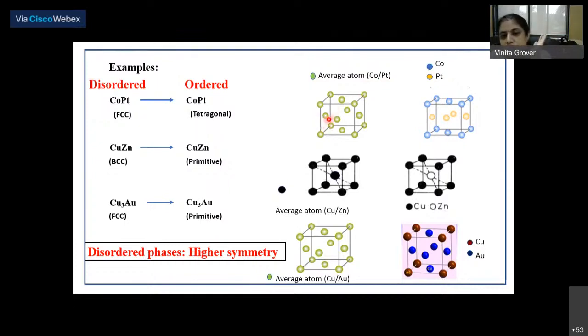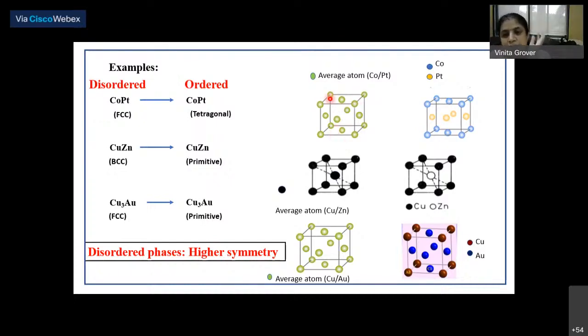And because now it is not able to distinguish between this particular lattice site and that particular lattice site, what it will show you is that the unit cell is a cube which has lattice sites occupied at the corners and face centers.